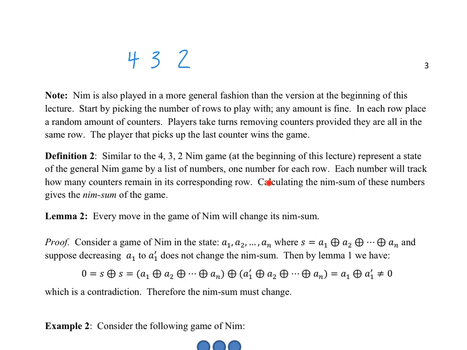So if we talk about the Nim sum of 4 and 3 and 3 and 2, and we calculate what that is, we're going to give a formal name to that. We're going to call that the Nim sum of the game. So the 4, 3, 2 itself represents a position in the game, where the 4, 3, 2, when Nim summed together, gives you the Nim sum of the game. And that's exactly what we put in the definition below. So the Nim sum of the game is the Nim sum of those numbers.